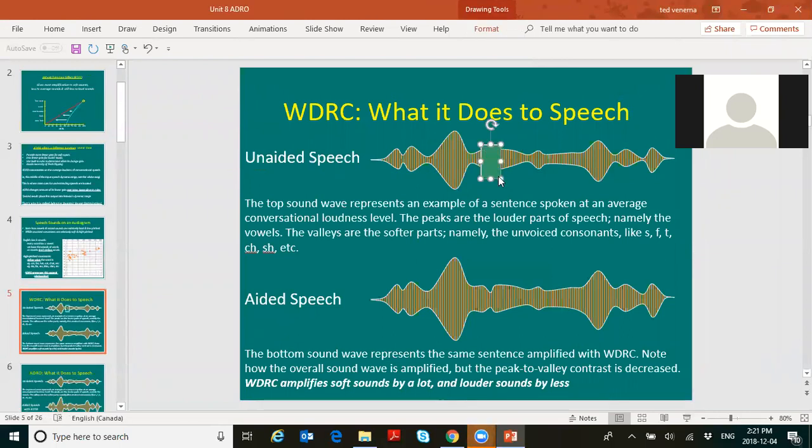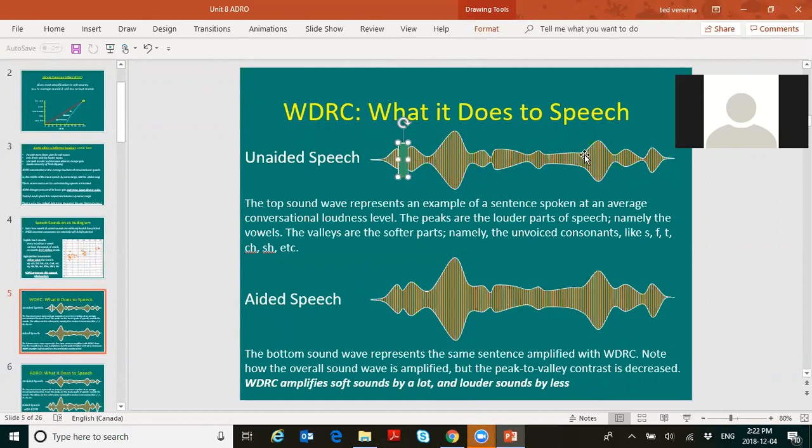You see that? That's a soft part. Okay, here's a soft part. Okay, right there, right where I'm drawing. Soft. I'll even make this narrower so I can really concentrate on the soft part. Soft, soft, soft and soft. See that? Because that's what WDRC does. It amplifies the soft sounds by the most.